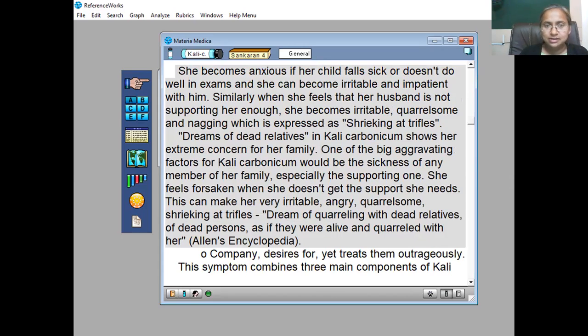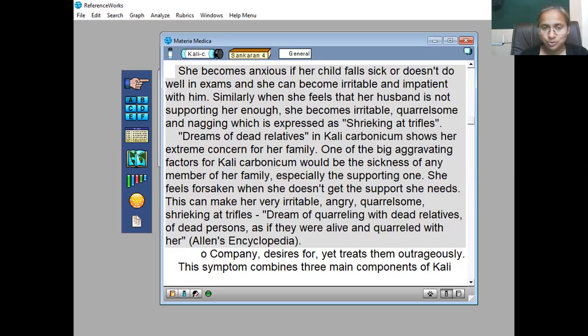See, Dr. Shankaran says she becomes anxious. This is a situational materia medica of Kali carb. In Soul of Remedies, he writes, she becomes anxious if her child falls sick or doesn't do well in exams, and she can become irritable and impatient with him. Similarly, when she feels that the husband is not supporting her enough, she becomes irritable, quarrelsome, and nagging. And we have this dreams of dead relatives.